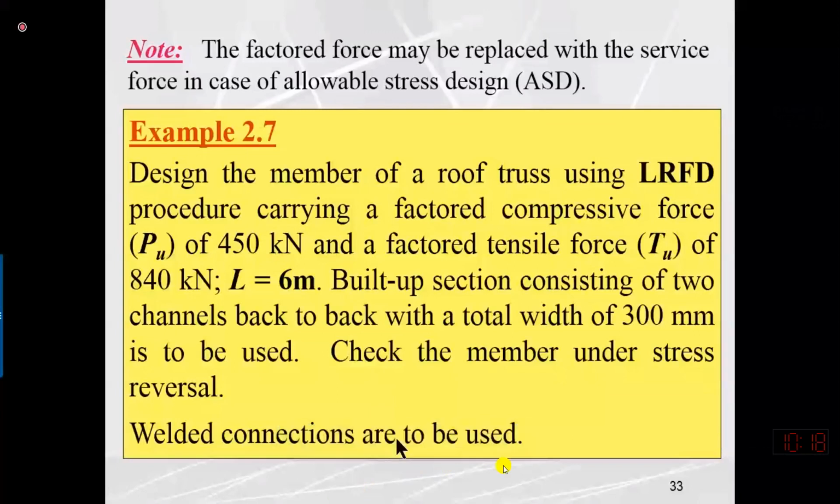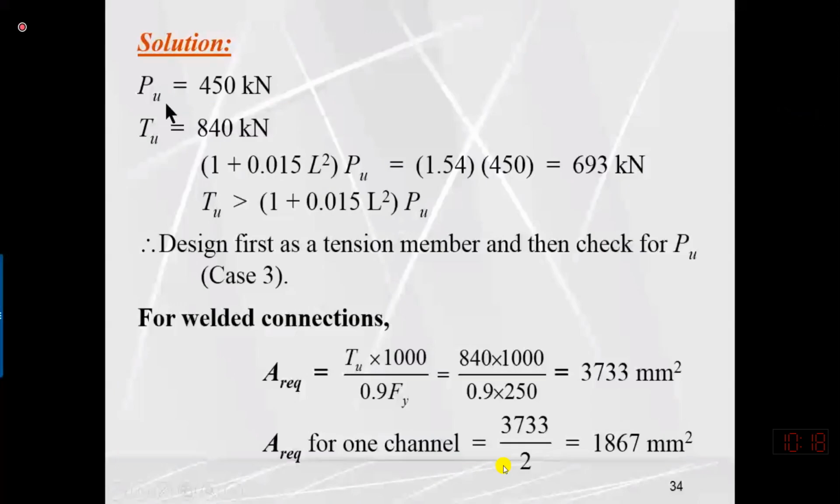First of all, I'm just letting you know the first case. The first case means that TU is not less than PU, so the first case is not applicable. Second case, I have already skipped, but 10% of the tensile forces are not greater than PU. If we take 10% of the tensile forces, which are 840, these are less than the compressive force. So case 2 is also not applicable.